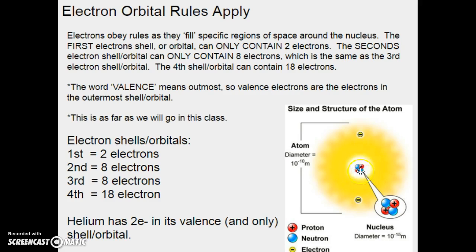In the nucleus, it has 2 protons and 2 neutrons, right? 2 pluses and 2 zero net charged objects. Those are your neutrons. And it has 2 electrons that are in the space around it. These are our electron cloud or electron shell or electron orbital. Kind of all said the same thing. It has 2 electrons in its valence and only shell.